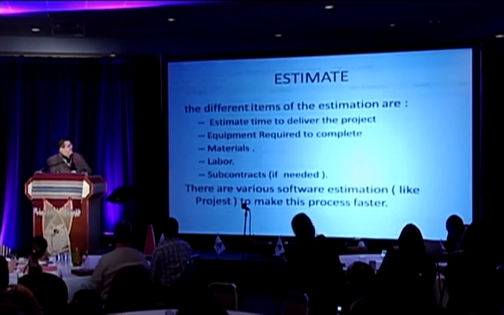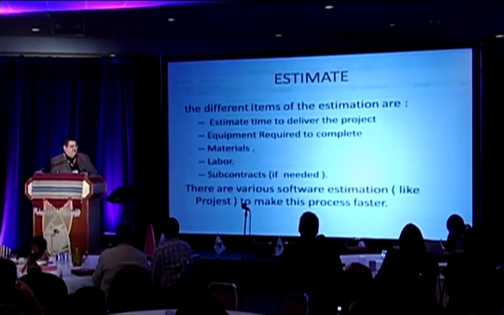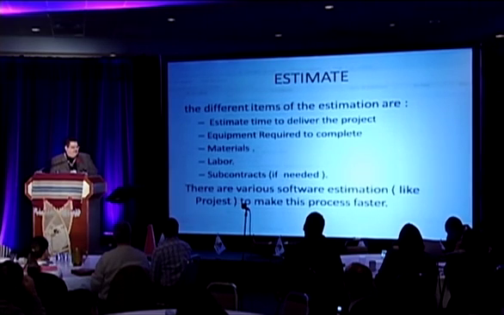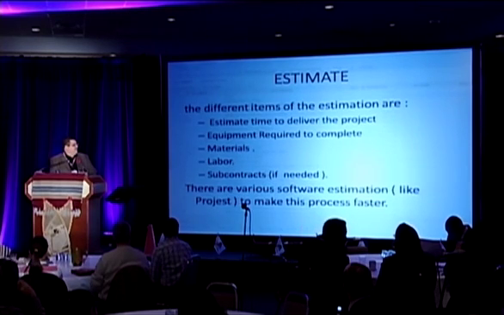All right, so the different items of the estimation are the estimated time to deliver the project, the equipment required to complete the project, your materials, your labor, very important, and having prices from all your subcontractors, like I say, locked in, at least with a promise that that's the price they're going to keep for you for the next 30, 60, 90 days.